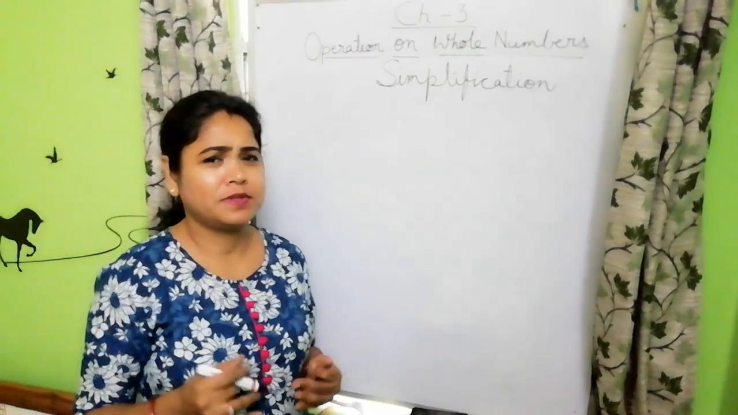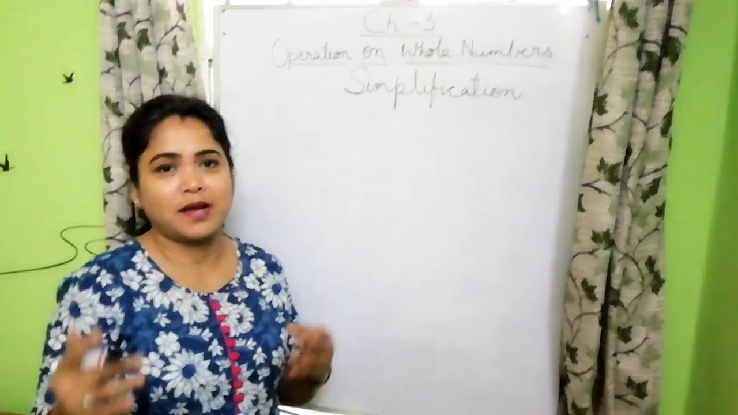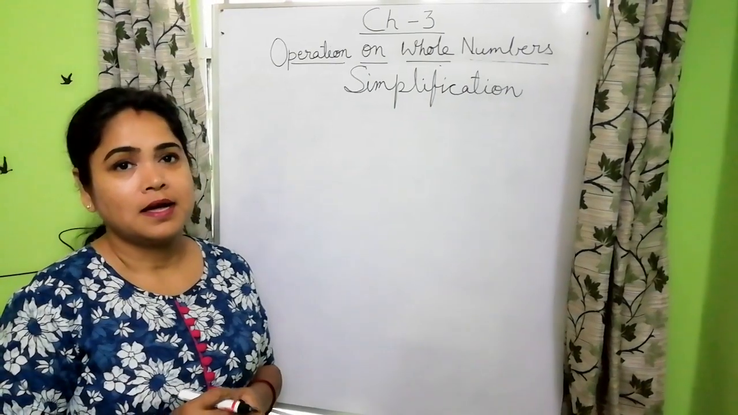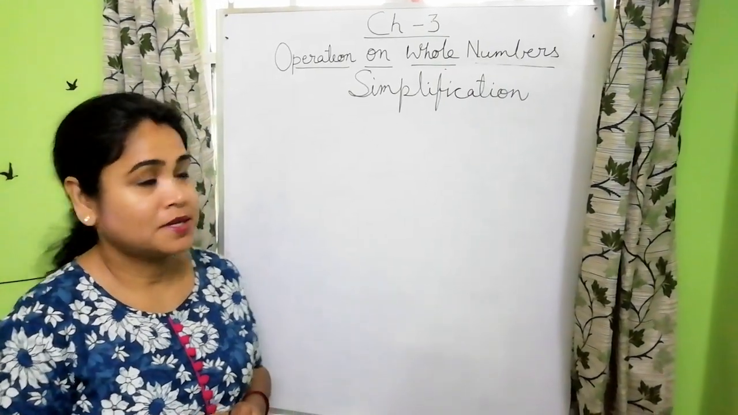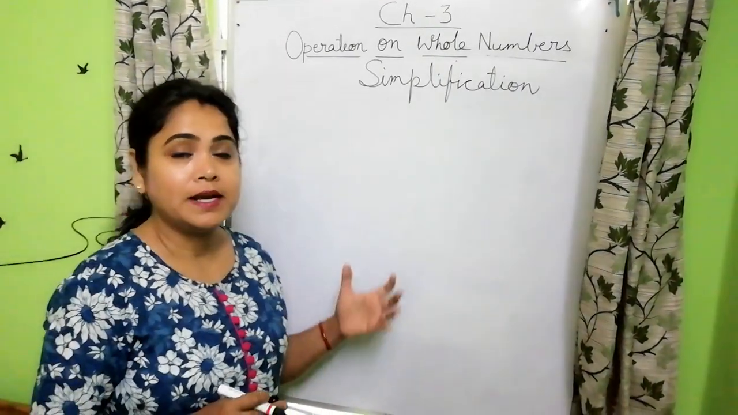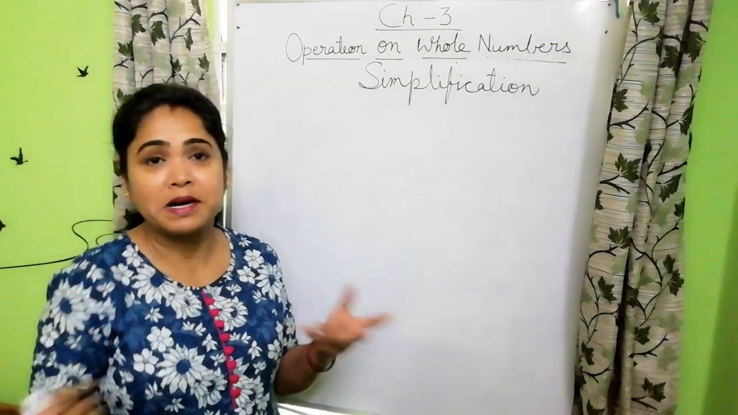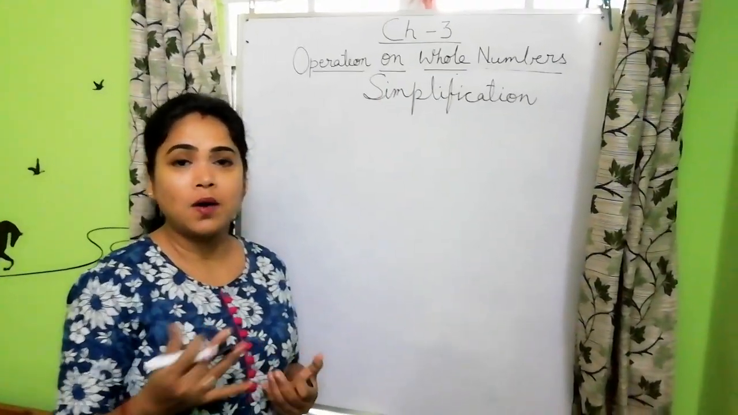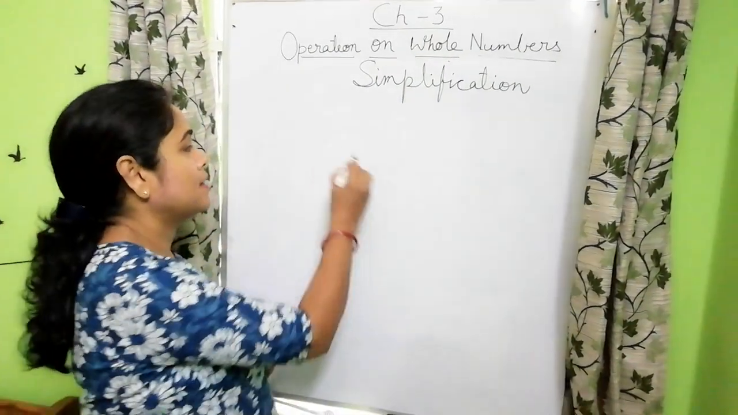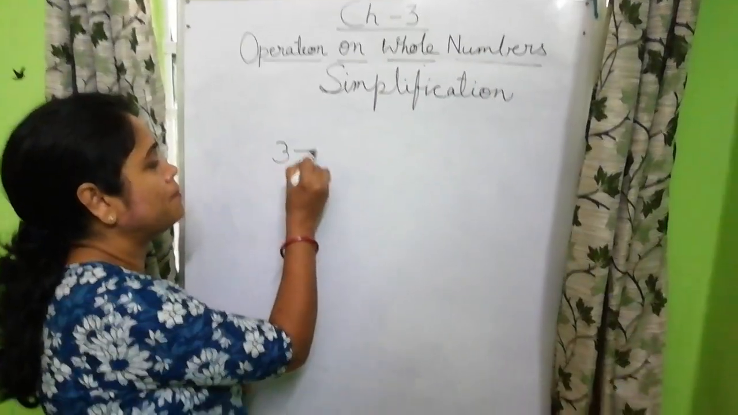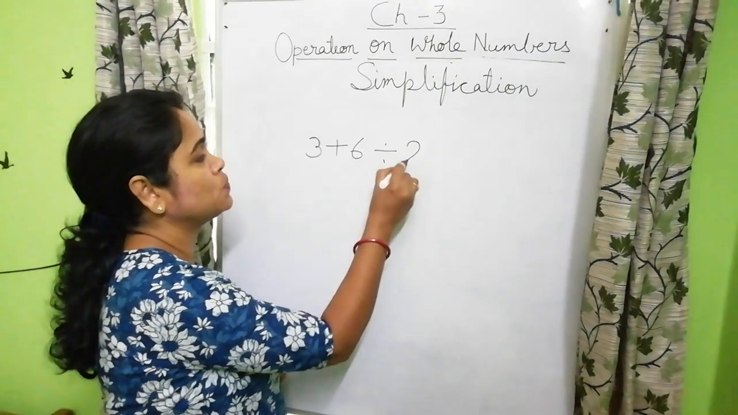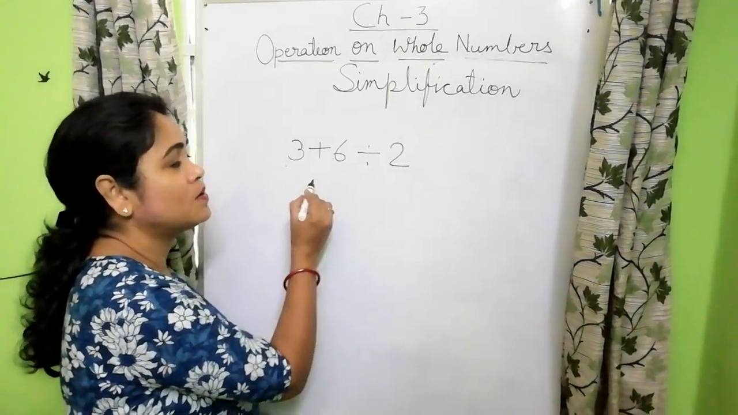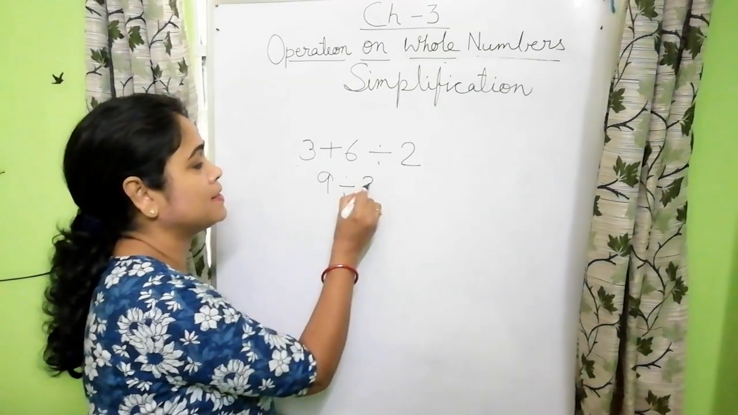Simplification. Till now we have learned addition, subtraction, multiplication, division, means operation on large numbers. But sometimes we find that addition, subtraction, multiplication, division all are given together in a question. So how do we solve? It's not like that. If the question is 3 plus 6 divided by 2, first we will add this and then divide. It's not like that. We cannot solve it like this.